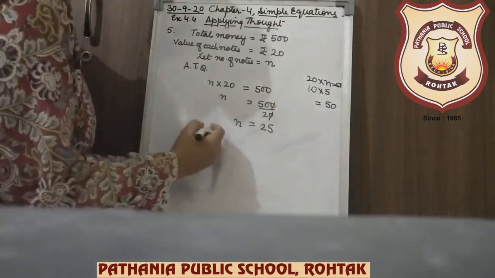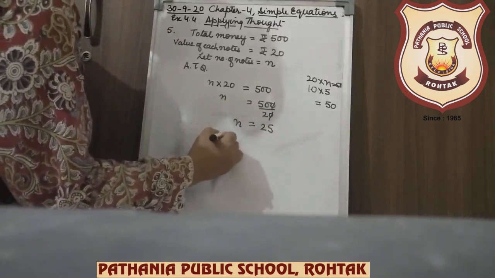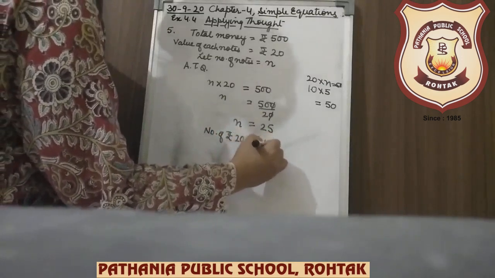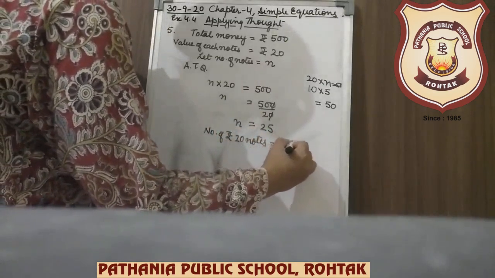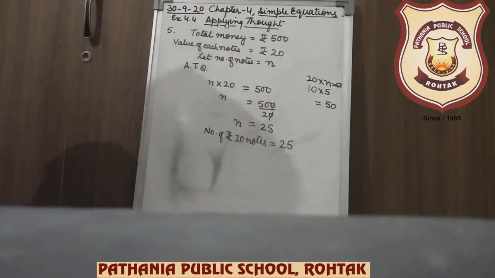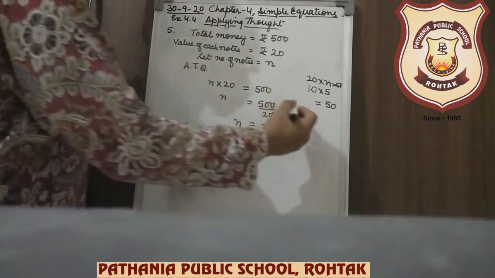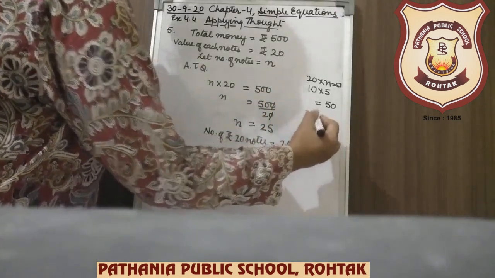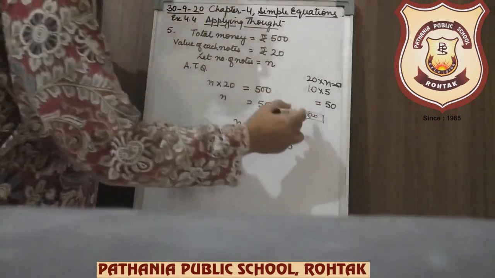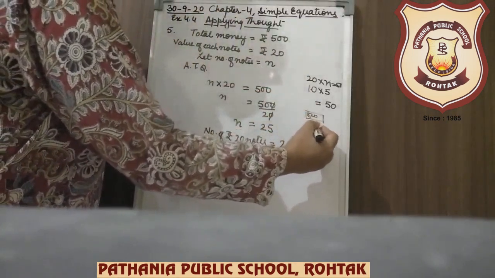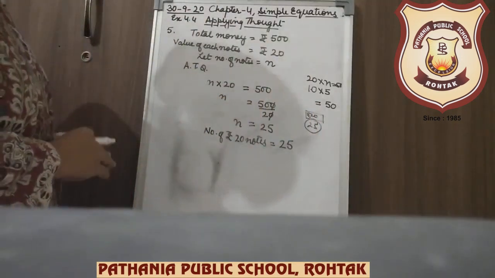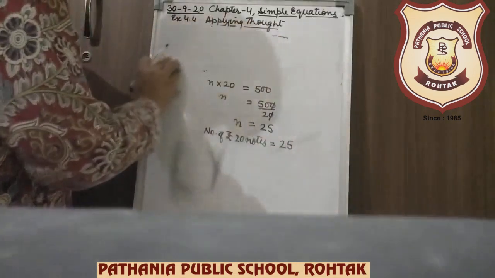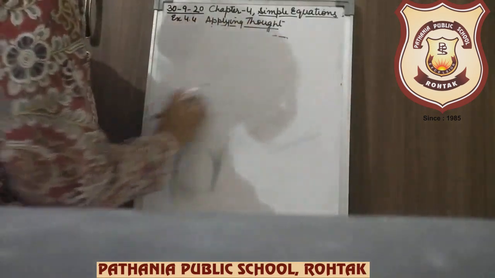So how many notes are there? Number of rupees 20 notes is equal to 25. Clear? So how many notes? 20 rupees notes like this. Aditya will have 25. The number is going to be 25. Clear? And sixth question I have already told you. I have explained in the previous video.